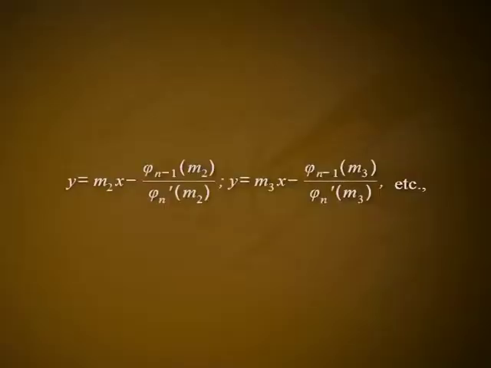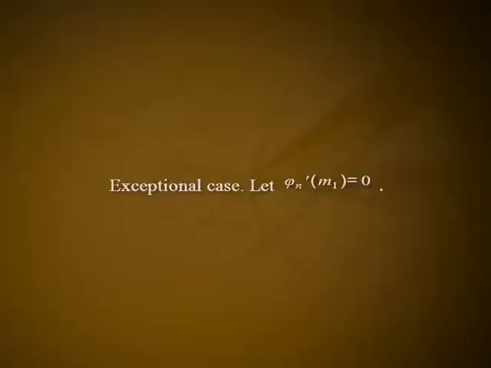Similarly, y = m2 x − φ_{n−1}(m2)/φ_n'(m2), y = m3 x − φ_{n−1}(m3)/φ_n'(m3), etc., are the asymptotes of the curve corresponding to the slopes m2, m3, etc., which are the roots of φ_n(m) = 0, if φ_n'(m2), φ_n'(m3), etc., are not 0.